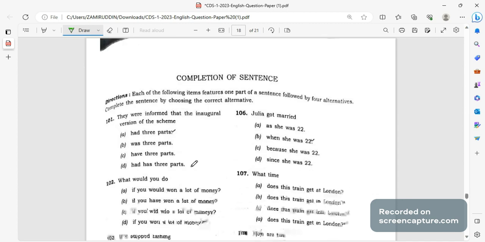Now, completion of the sentence. This is the last section. We are going for the completion of the sentence. They were informed that an inaugural version of the scheme had 3 parts. Here we have a half sentence, and out of the 4 options you have to complete the sentence by adding whichever you feel to be right.